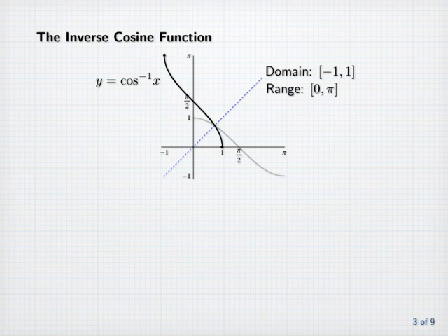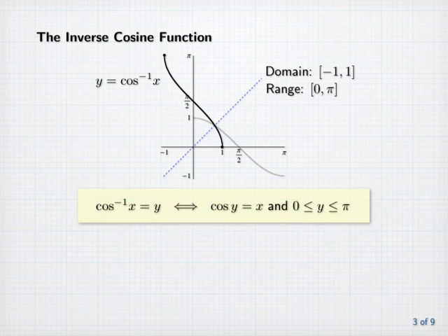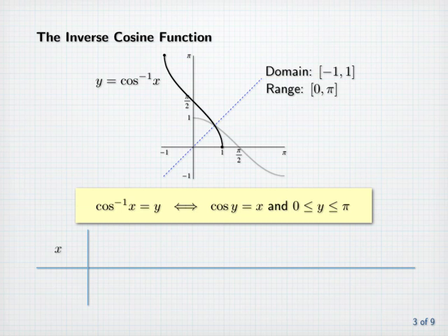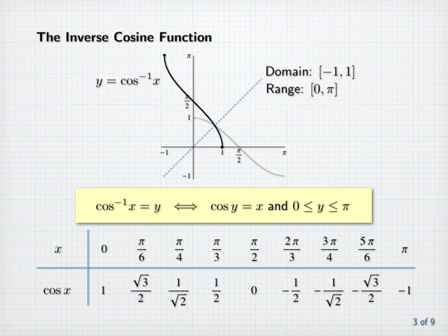The equation inverse cosine x equals y is equivalent to cosine y equals x, and y is between 0 and pi. In other words, inverse cosine of x is the number between 0 and pi whose cosine equals x. Now let's recall the standard exact values of the cosine function for first and second quadrant angles. Cosine of 0 is 1, cosine of pi over 6 is root 3 over 2, and so forth.